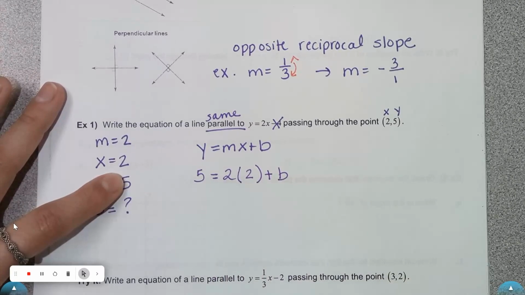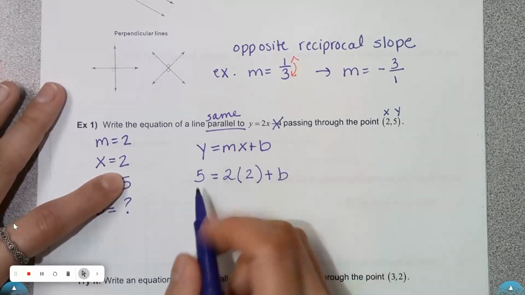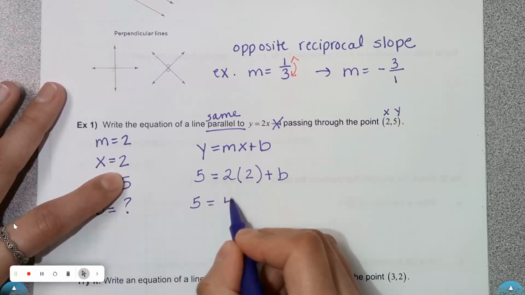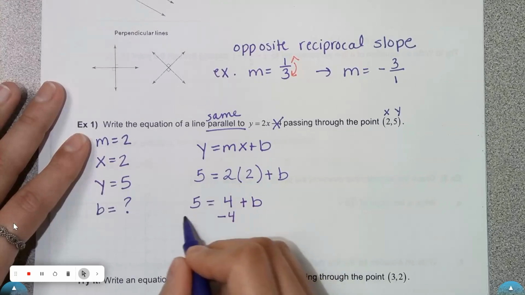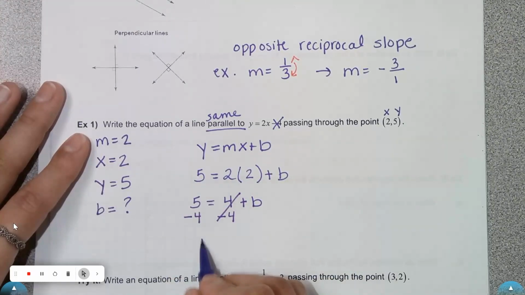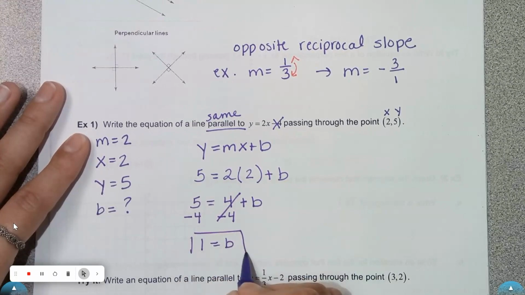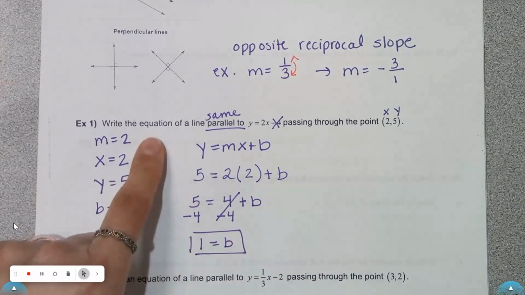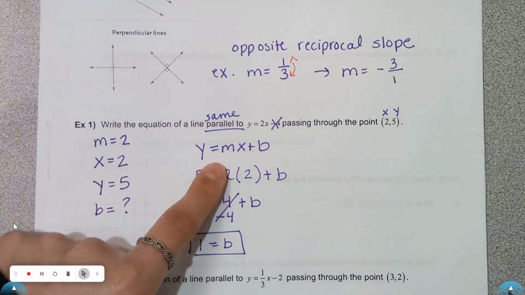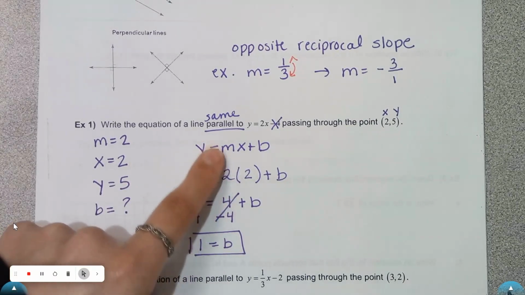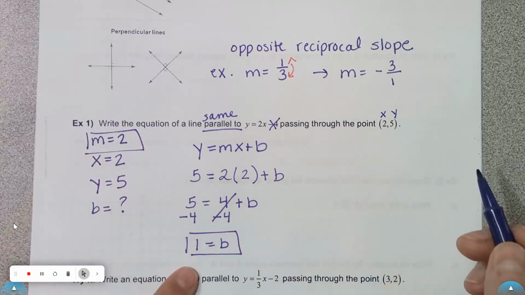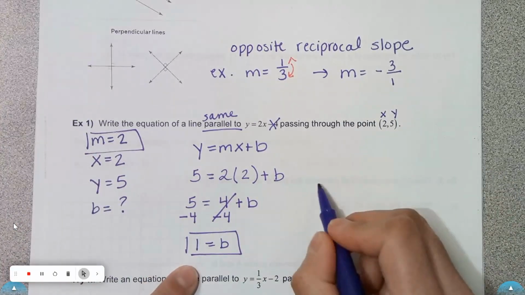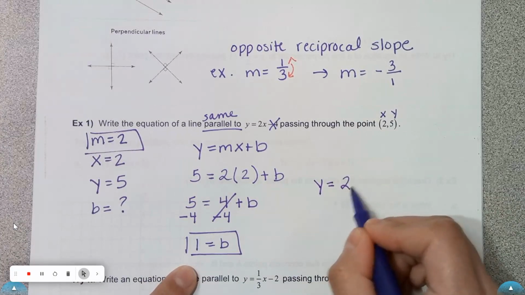So I'm solving for b. I'm trying to get b by itself. So I get 5 equals 4 plus b. And then my last step is to get b alone. So I'll subtract the 4 from both sides. So I get 1 is equal to b. Okay, however, it does say write an equation like y equals mx plus b. So I want to use the new slope that I got, but because it's parallel, they're the same. And I want to use the y-intercept that I got. So my equation here is y equals 2x plus 1.